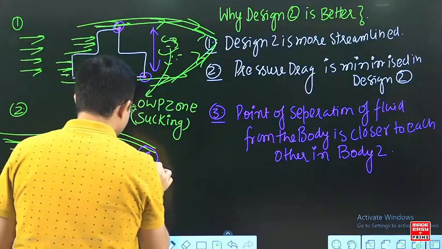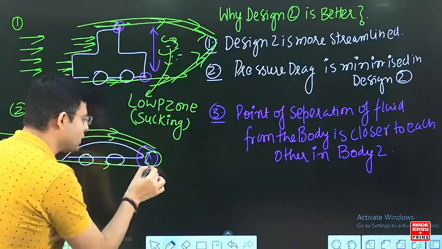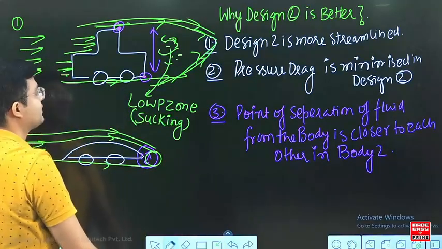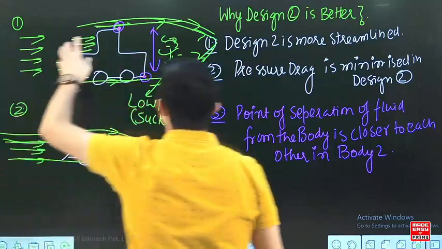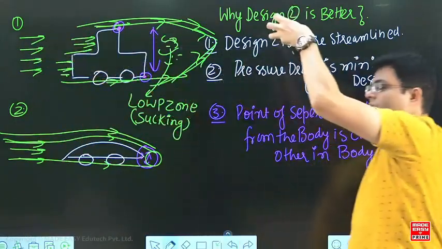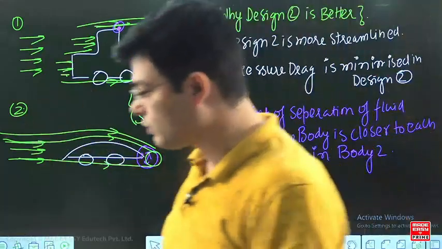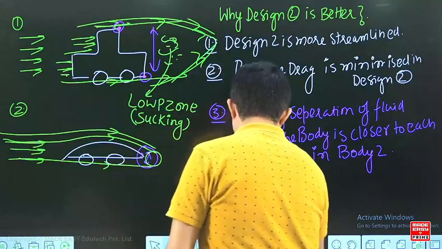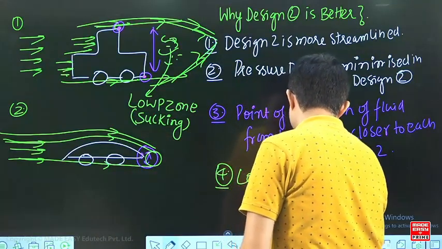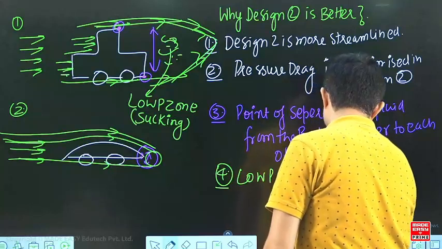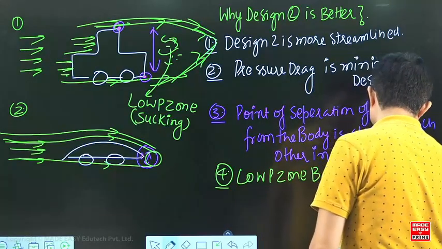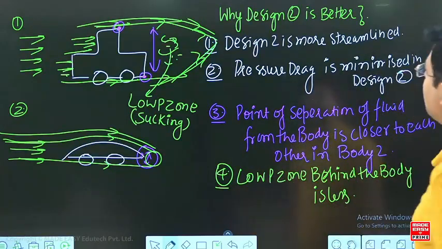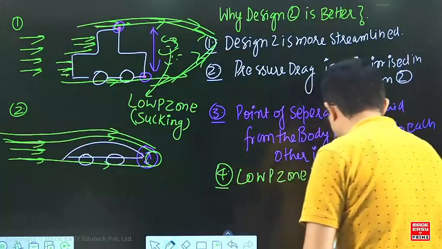Look here. But you see, when the point of separation is closer, a low pressure zone will be created here also, but that low pressure zone will be lesser. So the body is trying to move forward, and behind the body there is a sucking effect. Due to that, an additional force is going to get applied. So number 4, the low pressure zone behind the body is less. If the low pressure zone behind the body is less, body 2 is much better than body 1.